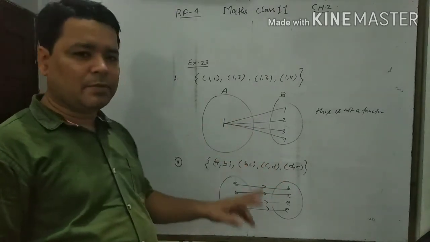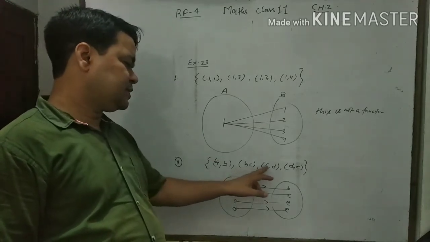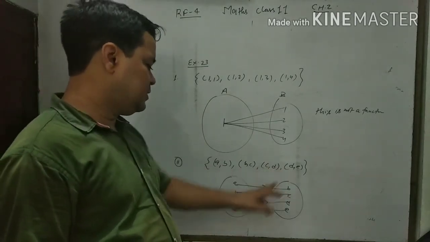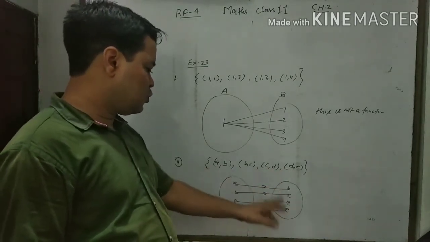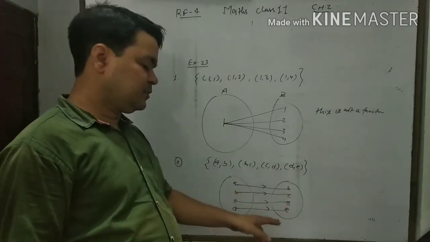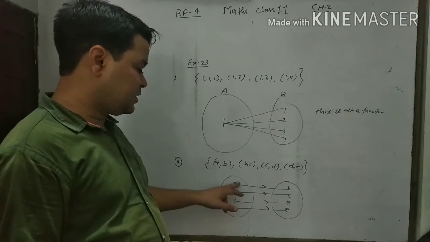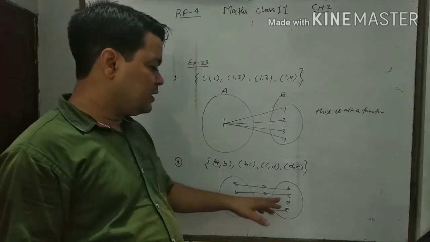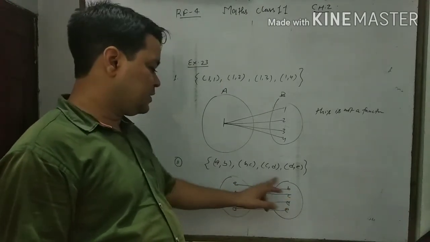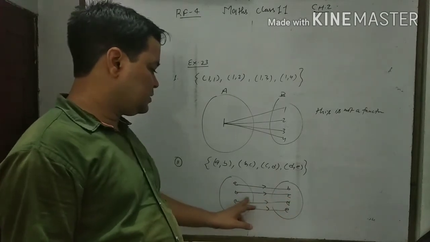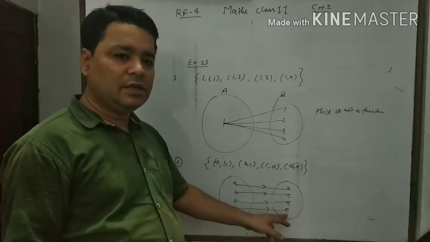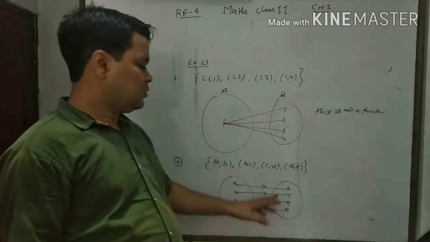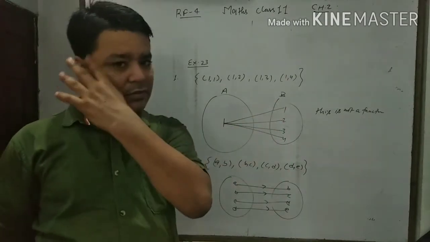But here in the second part of the question, A to B, B to C, C to D and D to E. What is the domain? A, B, C, D, in this way. And with this, see that the codomain is B, C, D, E. And we see that each element of this set has a unique element in this. Means A is related to B, B is related to C, C is related to D, and D is related to E. Therefore, this represents a function. Getting? So here this is the function, but this is not a function.